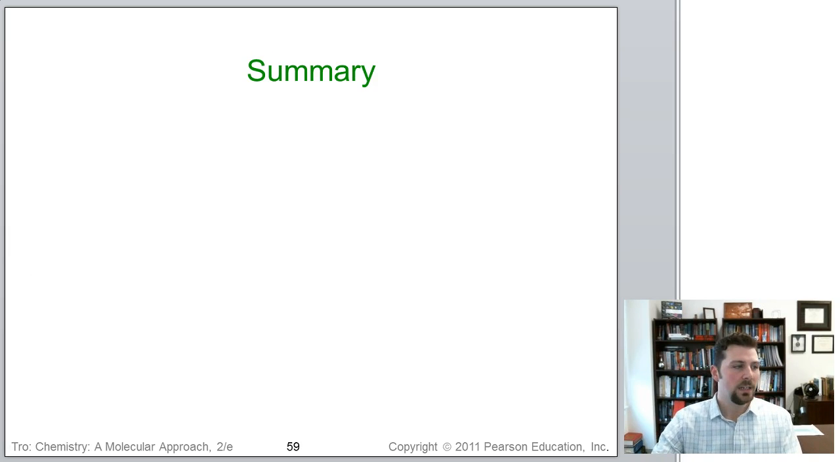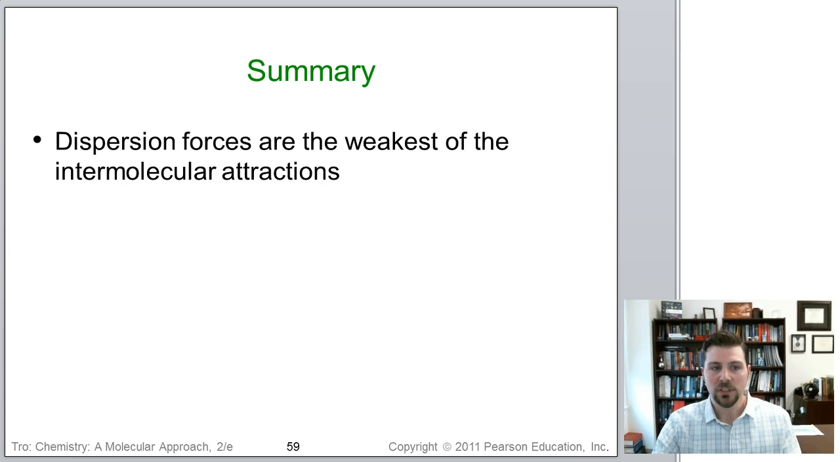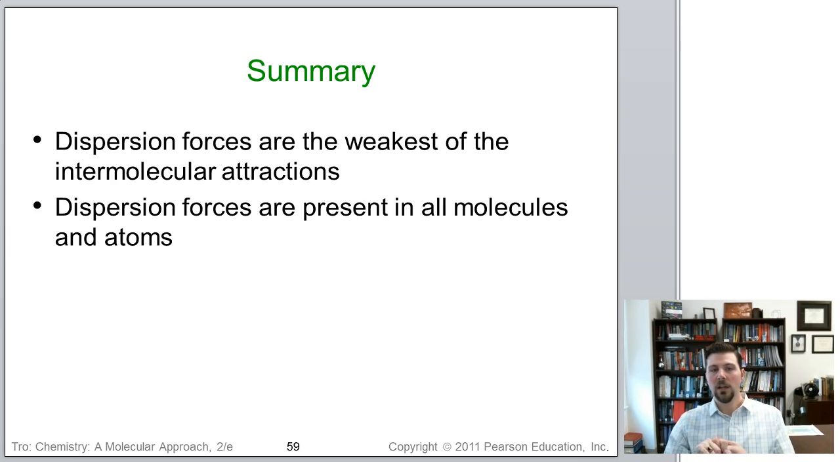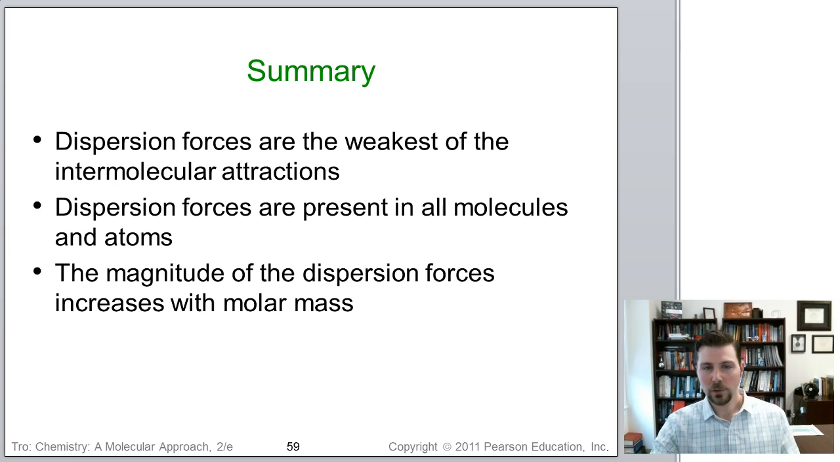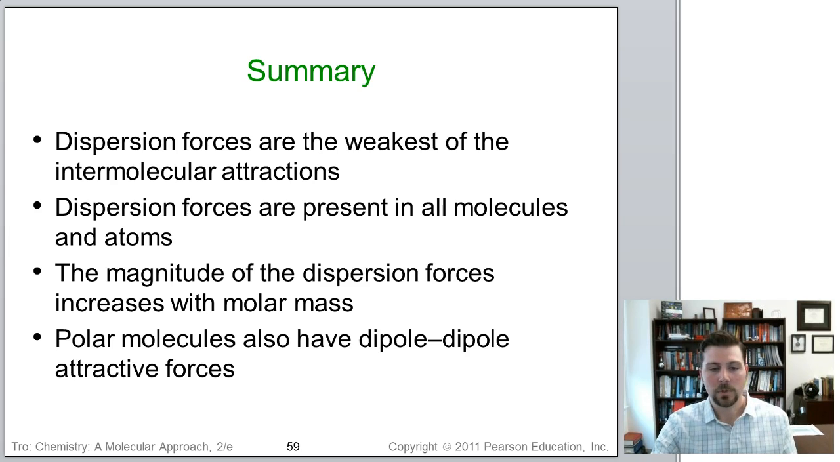All right, so kind of a summary of what we've seen for intermolecular forces so far. Dispersion forces are the weakest. Dispersion forces, or London dispersion forces, are the weakest of all intermolecular attractions. They occur in anything that has electrons, which is all molecules and atoms. And the magnitude of the dispersion force increases with molar mass, meaning higher molar mass is more number of electrons, and also surface area. Okay.